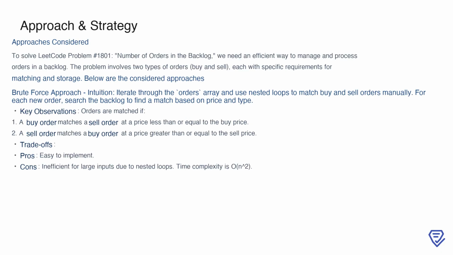To solve the problem of determining the number of orders in the backlog, we need to efficiently manage and process buy and sell orders. The most straightforward way to approach this is the brute force method. Here, we iterate through the list of orders and use nested loops to manually search for matches in the backlog. A match occurs when a buy order can purchase from a sell order at a price equal to or less than the buy price, or when a sell order finds a buy order willing to pay a price equal to or greater than the sell price.